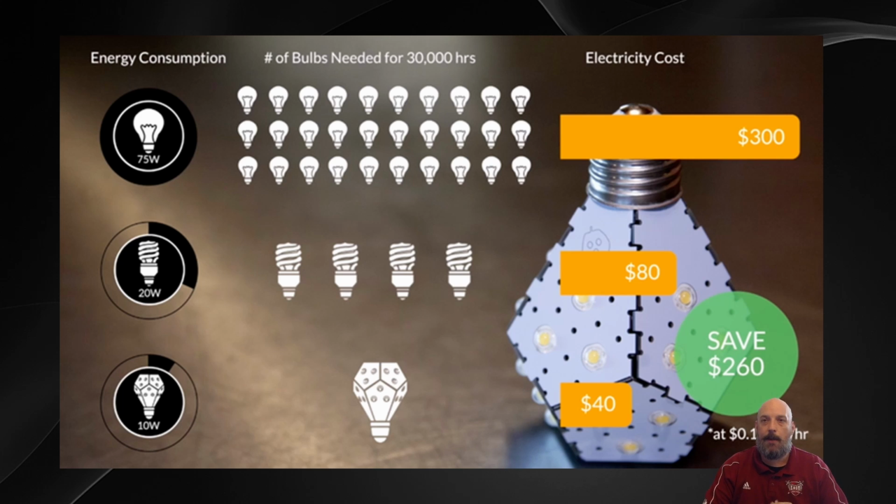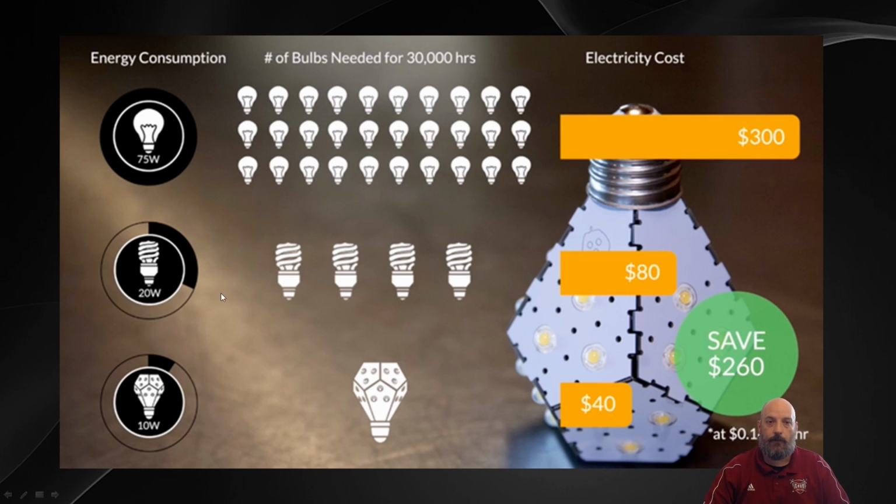So when we're looking at brightness and energy use of different types of lights, if we are going to basically use something to create 30,000 hours worth of light, we're going to need about 30 incandescent light bulbs, and we're going to spend about $300 because we're going to have to keep changing the light bulbs out. And at 75 watts per light bulb, that's using a lot of electricity.